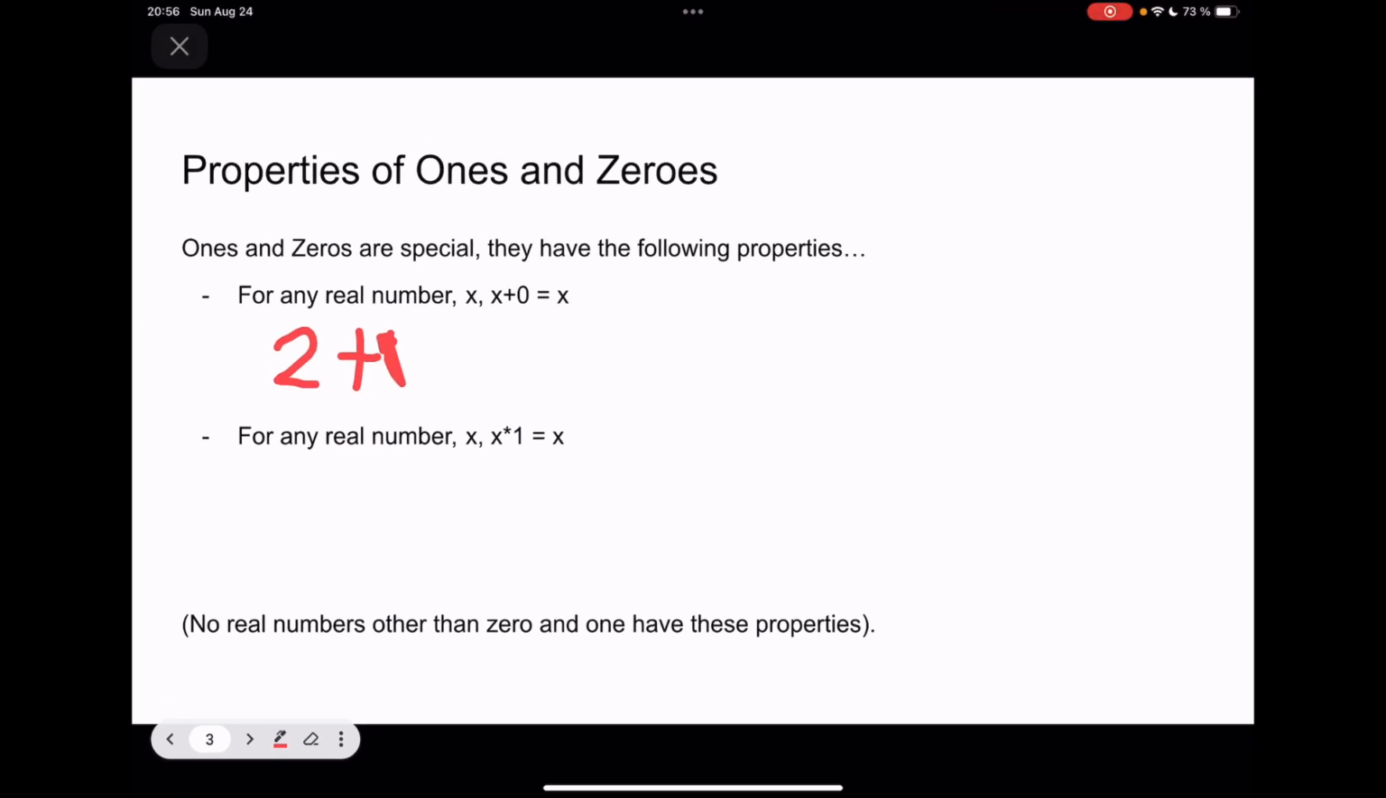2 plus 0 equals 2, okay? For any real number x, x times 1 equals x. Again, if 2 is x, 2 times 1 equals 2. No other real numbers besides 0 and 1 have these properties. So that's fun, I guess.